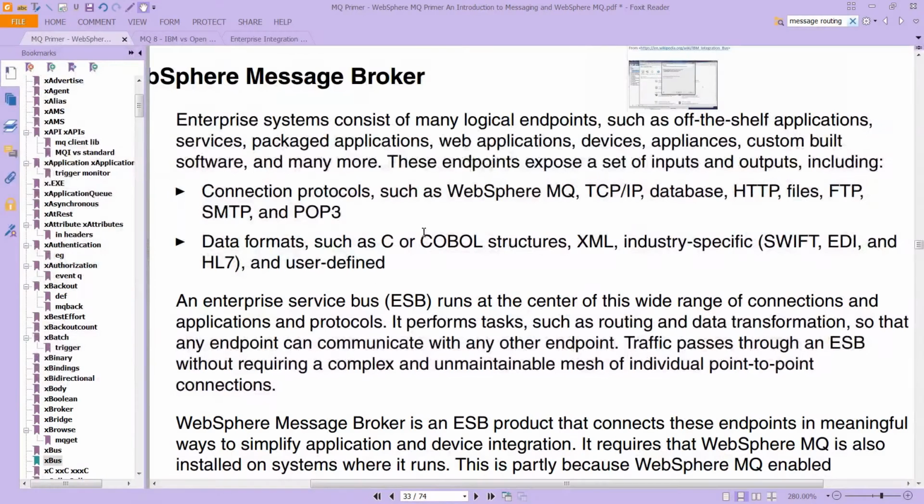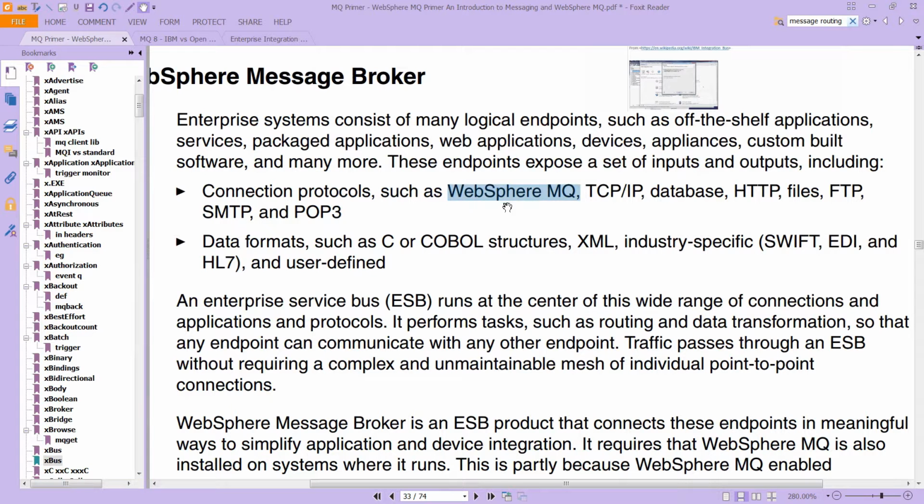So these endpoints expose a set of inputs and outputs, including connection protocols such as WebSphere MQ, TCP/IP, and of course remember that WebSphere MQ is really just using TCP/IP, but it is kind of the glue. It is this bus that is connecting us to the MQ and getting us around to our different applications.